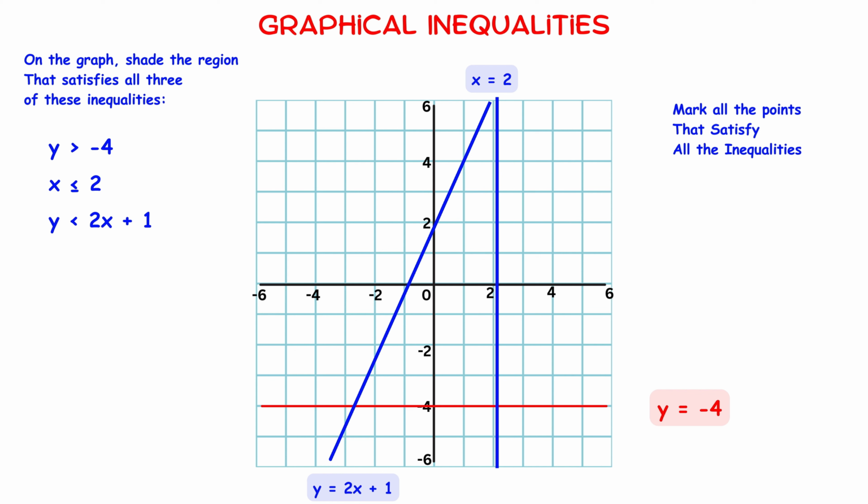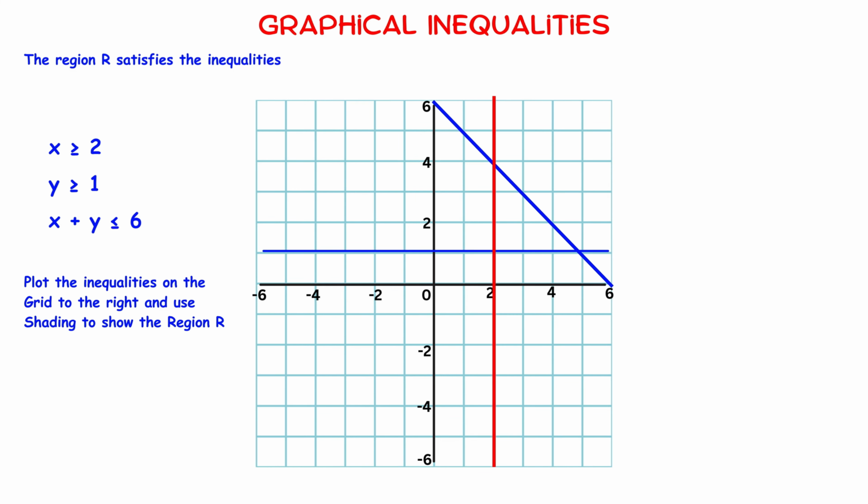Something else to point out is that instead of being asked to shade the region, you might sometimes be asked to label the region in some way. For example, label the region that satisfies all three of the inequalities with the letter R. So in that case, you'll just put a big R in there. Alternatively, you could be asked to mark all of the points that satisfy all the inequalities. So for that, you'd have to put little crosses on all of the points inside the area. Importantly, though, because x is less than or equal to 2, we also need to put crosses on these points because the x value can also be 2 itself.